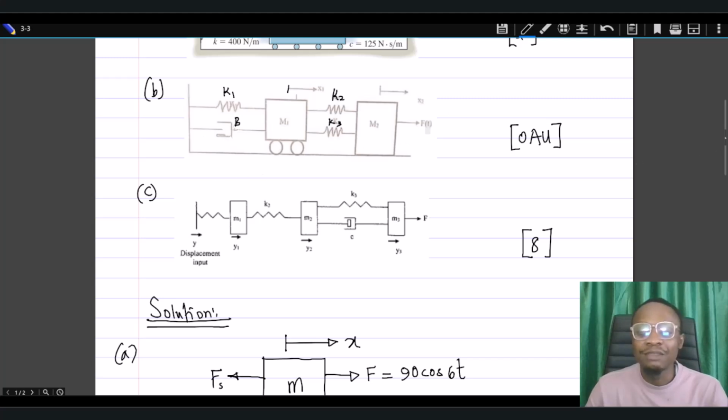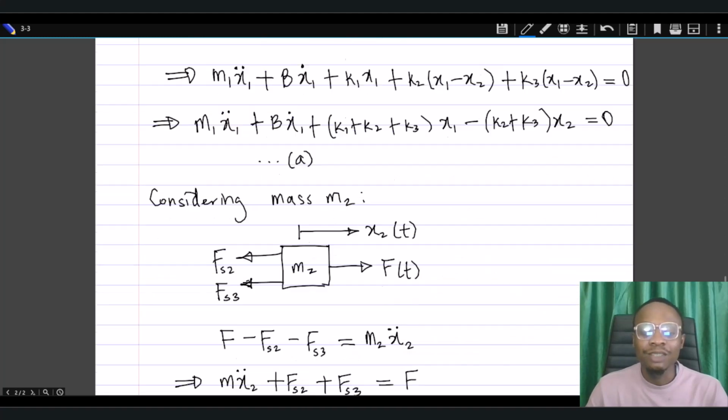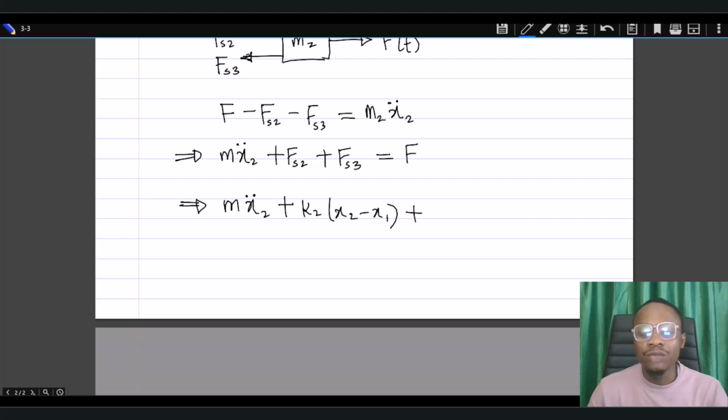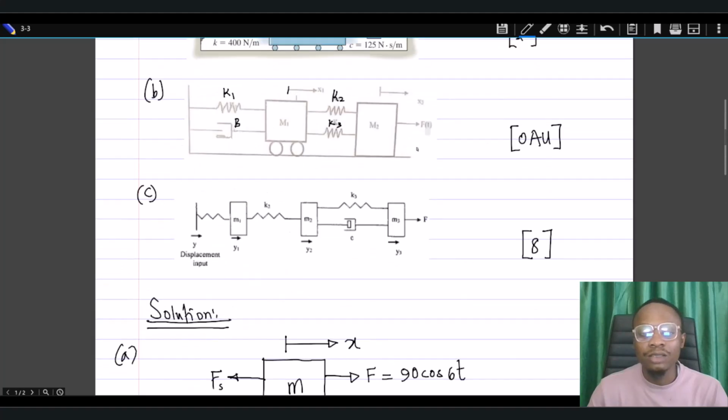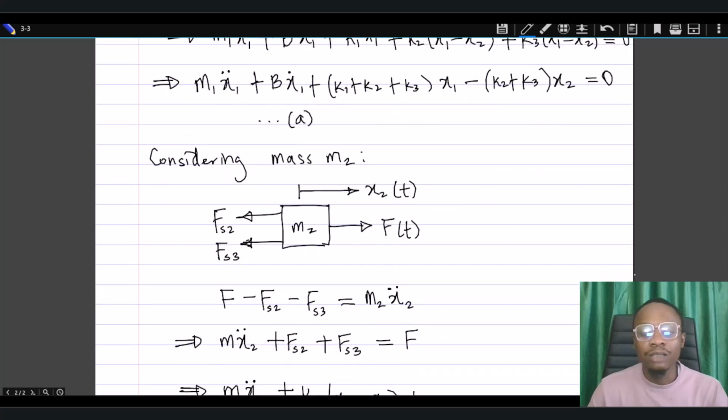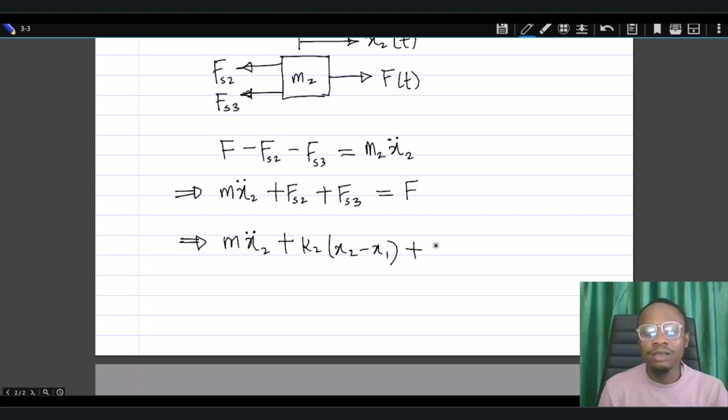Okay, so I think we've said enough already. So that will be k2 into x2 minus x1. So let's quickly write that out now. For fs2, we're going to have this to be k2 into x2 minus x1. And then for fs3, similarly, we get k3 into x2 minus x1. Okay, it's just along the same length. So k3 into x2 minus x1. So let's insert that here. And is that all? Yes.